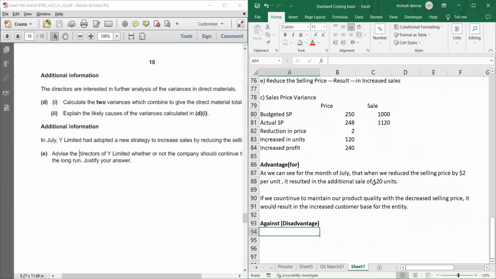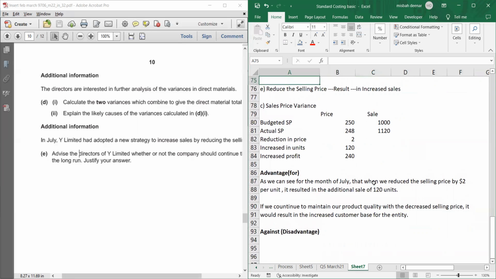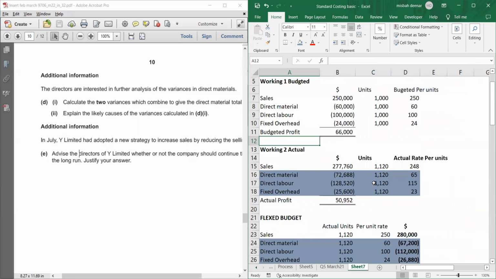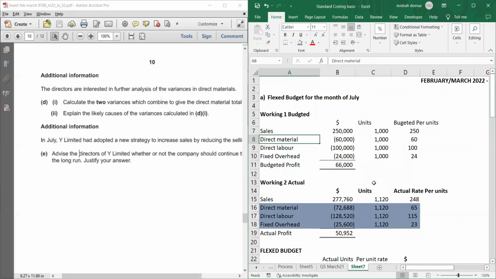So what would happen if we decrease the selling price? See, if we look here in our working, the budgeted profit was 66,000 and the actual profit was 5952. So the profit was reduced by 15,048. So what can be the reason?